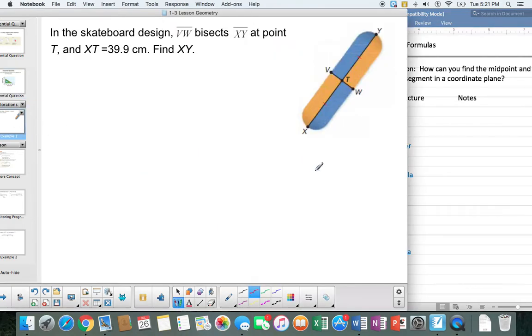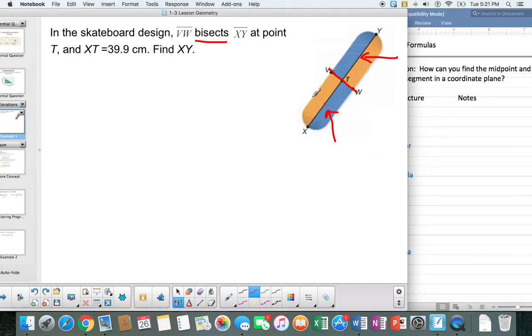In a skateboard, segment VW bisects segment XY. So this is segment VW. It's actually doing the bisecting, which means to cut into two equal pieces. And we can see that the pieces are equal because there's a tick mark here and a tick mark here, meaning that they are the same size.